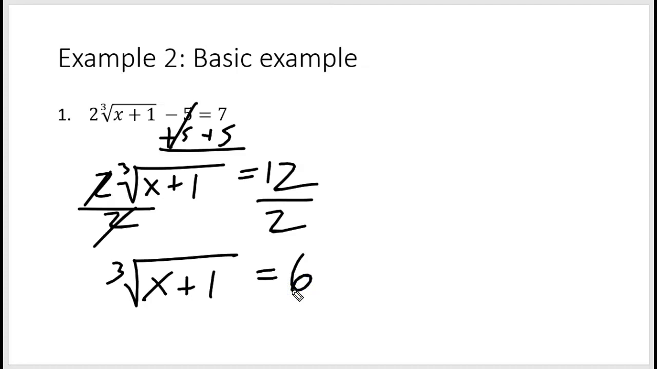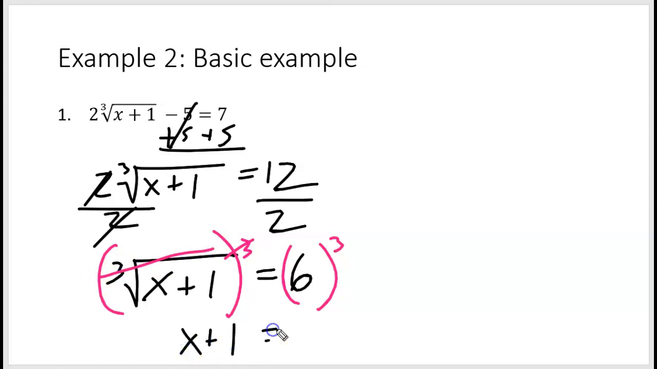And now here's where the main step comes in. Step 2 is the main step. Step 2 is where you're going to raise both sides to a power that matches the index of the root. In this case, the index of the root is 3, so I'm going to raise both sides to the third power. A third power cancels out a third root. So this and that cancel, and now I'll just be left with x plus 1 equals 6 to the third.